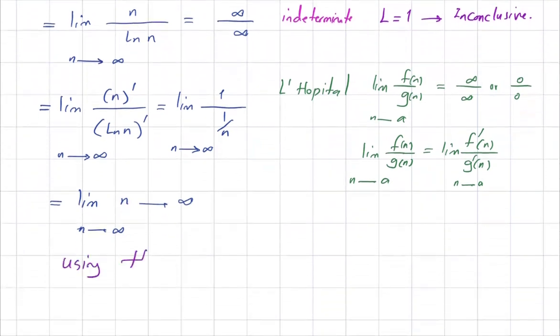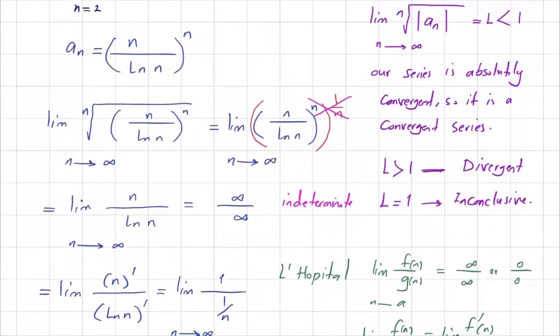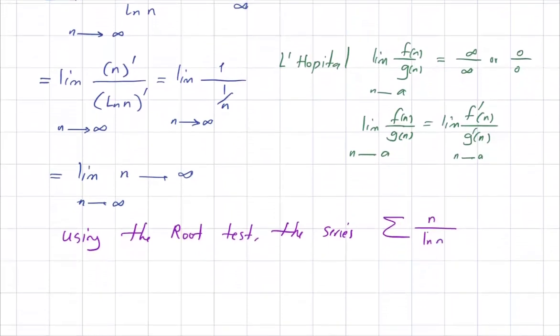Using the root test, the series of n divided by ln of n, to the power n, starts from 2 to infinity, is a divergent series.